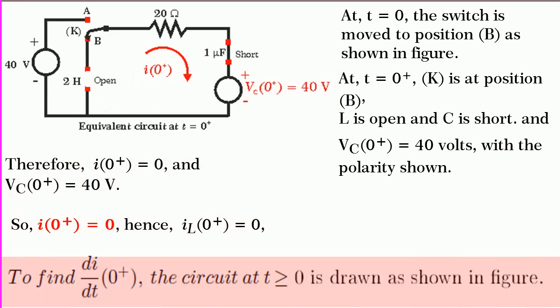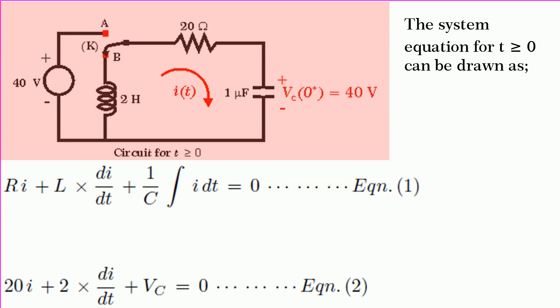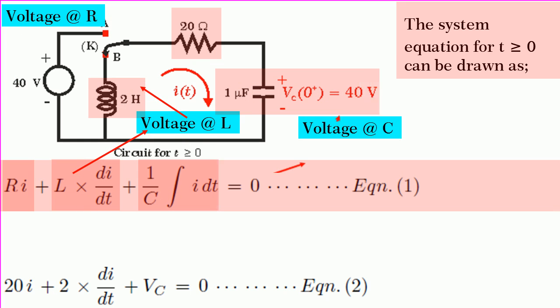To find di/dt at 0 plus, let us draw the circuit for t greater than or equal to 0 as shown in figure. The switch K is at position B. Also note that Vc(0+) is equal to 40 volts with the polarity shown. Hence, the system equation for t greater than or equal to 0 can be written as R into I plus L into di/dt plus 1/C into integration I dt is equal to 0.